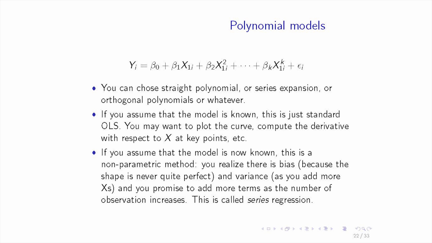And then the question you might want to ask is, well, but how many should I add if I don't know the shape? Does anybody have an idea of how many you should add and how we should even think about it? When do I stop? If I know the shape, I know it's a cubic, I just put a cubic. If I don't know the shape, then when do I stop adding polynomials?